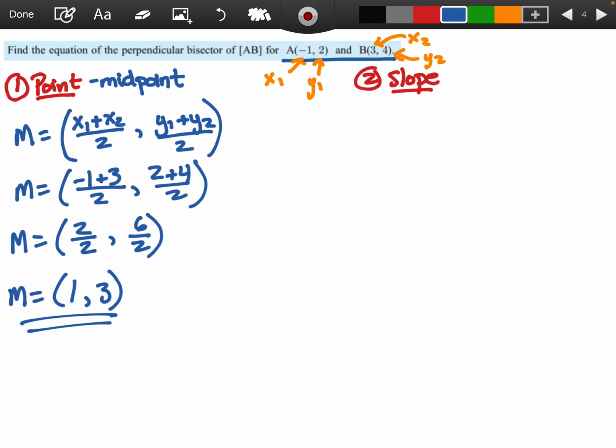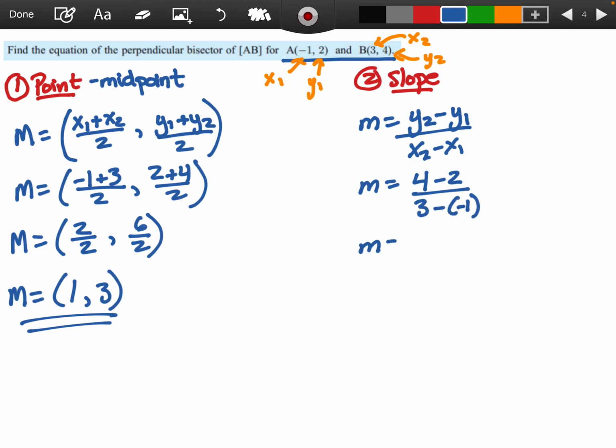Now we need to figure out the slope of the line. So again, the slope is going to be the negative reciprocal of whatever the slope is of the original line segment. So we begin by finding the slope of the original line segment. So we've got 4 minus 2 over 3 minus -1. 4 minus 2 gives me 2. 3 plus 1 gives me 4. So the slope is 1/2.